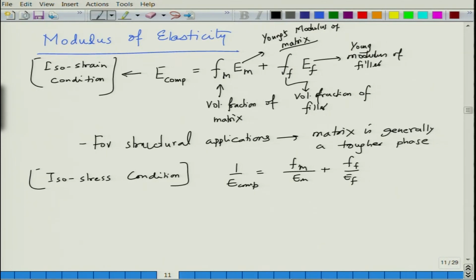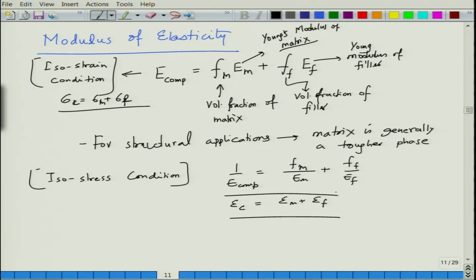So, basically what happens here is, in iso strain condition, the sigma of composite is equal to sigma m plus sigma f, and here the strain will be distributed. So, epsilon of composite will be equal to epsilon of matrix plus epsilon of fiber, and you can then just plug in the values. This is valid only in the elastic region, not in the plastic region. So, when you put in the value of stress and strain, let me derive it here only.